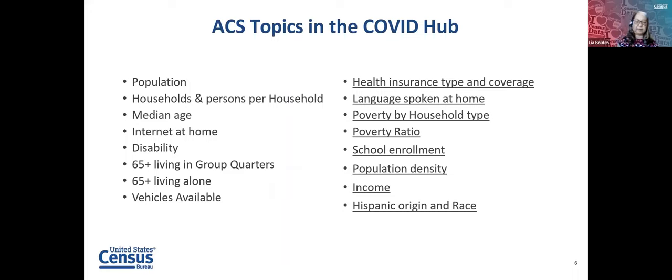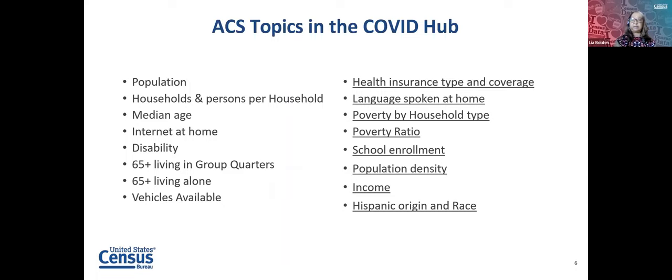So on this slide are the topics from the ACS that we actually use in the data hub. As you can see, they cover several areas and are topics that are related to COVID-19. Initially, not all of these topics were part of the hub, but over time, with feedback, we added topics that are relevant to the pandemic and the populations that are most impacted. So we see here population data, households and persons per household, median age. Of course, we're looking at disability, and we're looking at broadband use, internet at home.